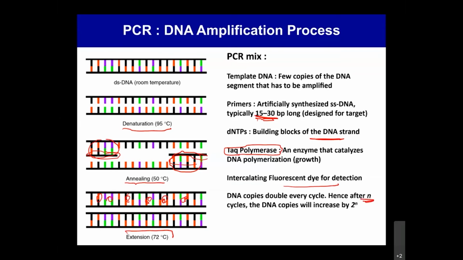When you do that, the DNA copies increases by a factor 2 power n, right? If you do 20 cycles of this PCR, from 5 copies, you go to 5 times 2 to the power 20 copies, right? And now that is detectable, right? And that is what we detect in this technique.